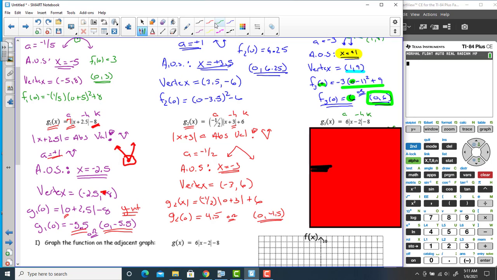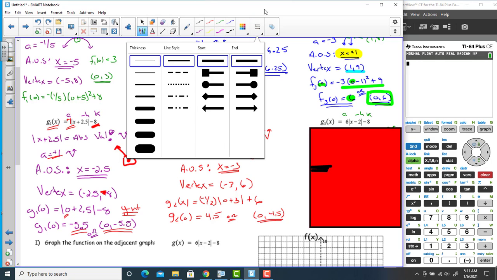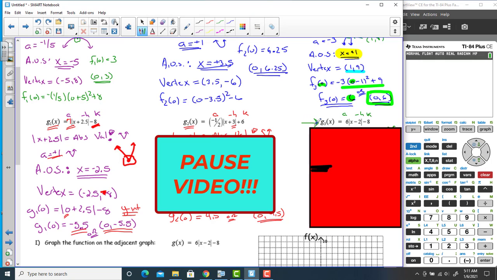If you have a moment, you can pause the video and make the similar observations for G sub 3 and see if you're on the right path, if your observations match the ones that we come up with together in just a moment.